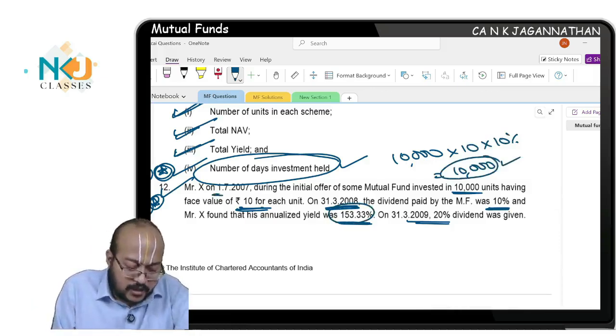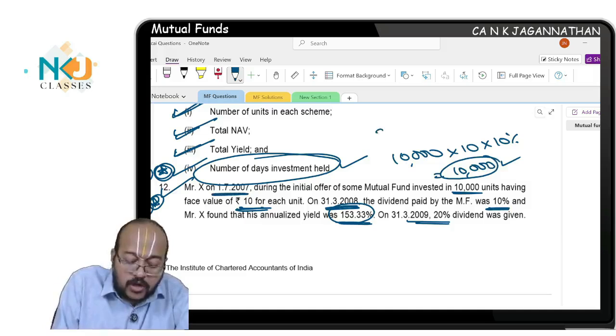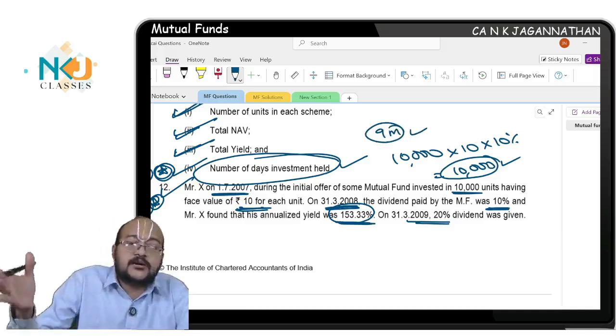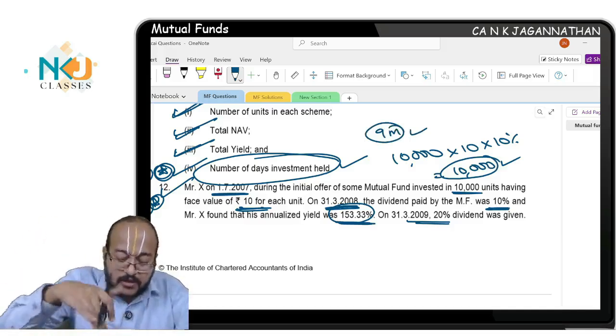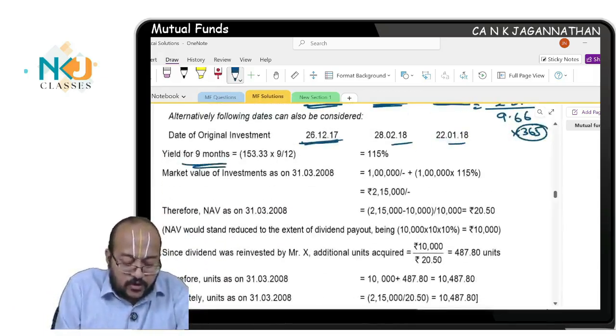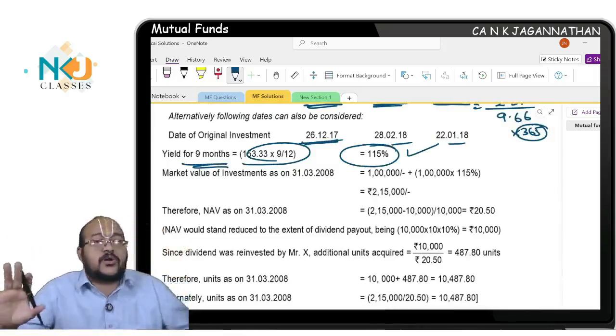Are you all understanding? He invested on 1 July 2007, which means April, May, June, so he is holding only for 9 months, and they have given annualized yield as 153.33. Now we will convert this annualized yield to the holding period return for 9 months, then we will use the data. The yield for 9 months is 115%. Agreed?